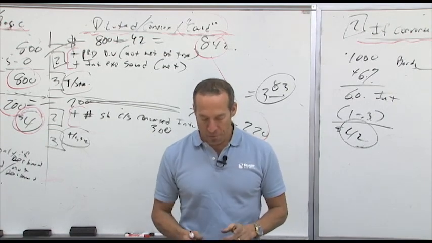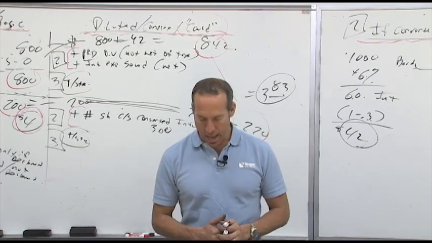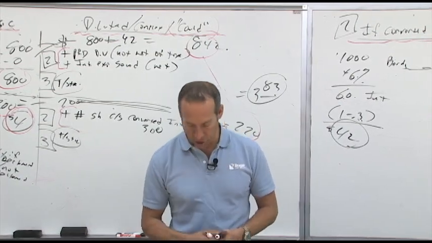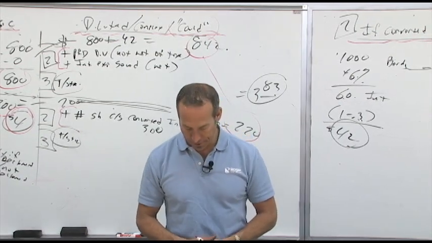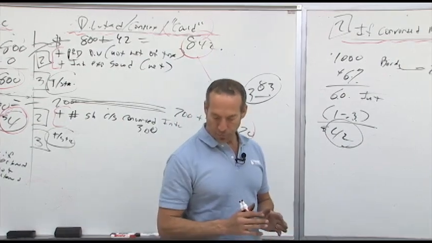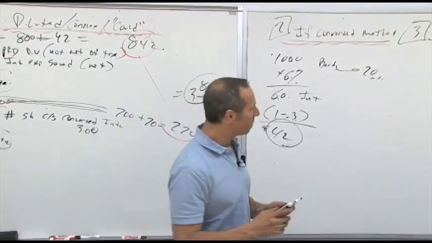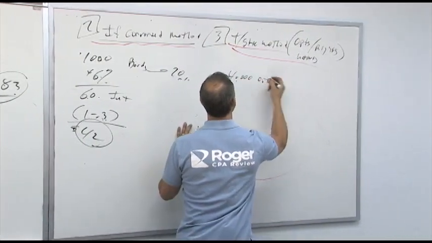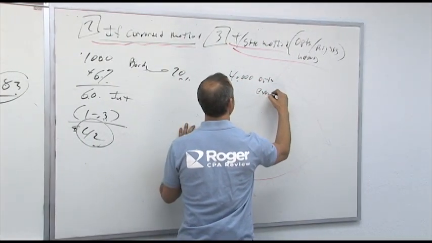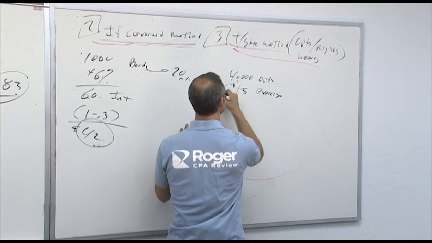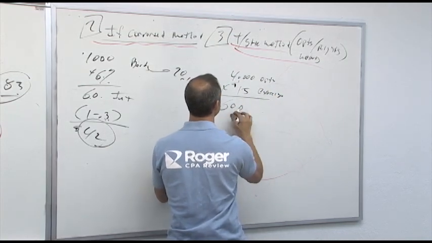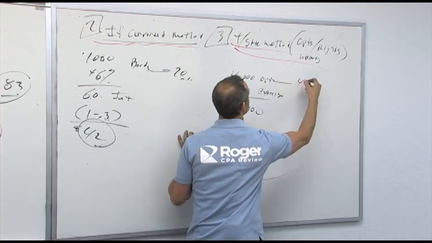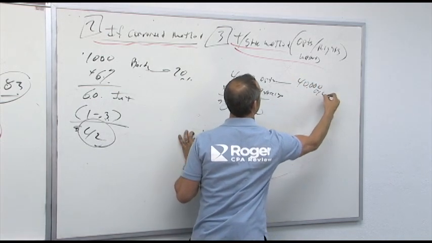For example, 40,000 options are issued at an option price of $15 a share. When the average market price is $20 a share, what is the dilutive effect? Okay, so I'm giving 40,000 options, $15 a share. So here's 40,000 options. And if you exercise it, the exercise price is $15 a share. You would give me $600,000. So you give me $600,000 and I'm going to give you 40,000 shares of common stock.